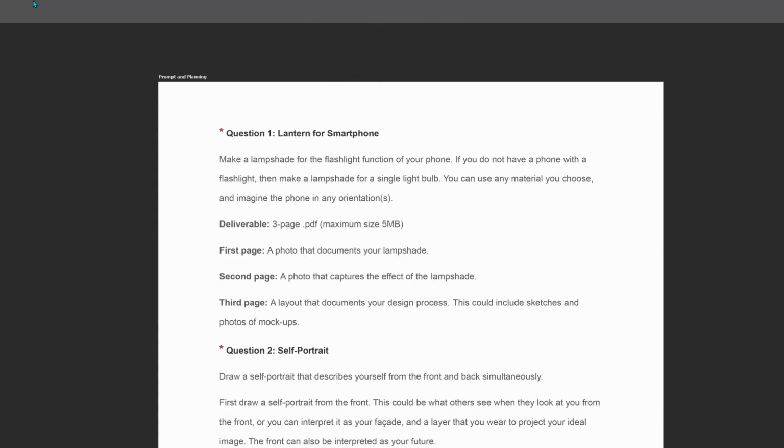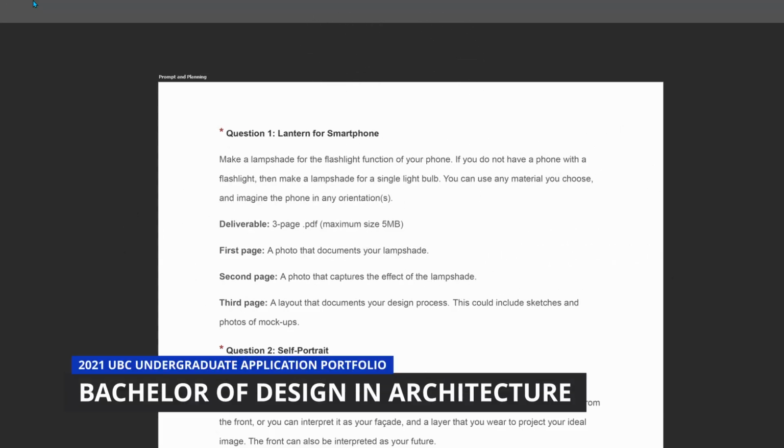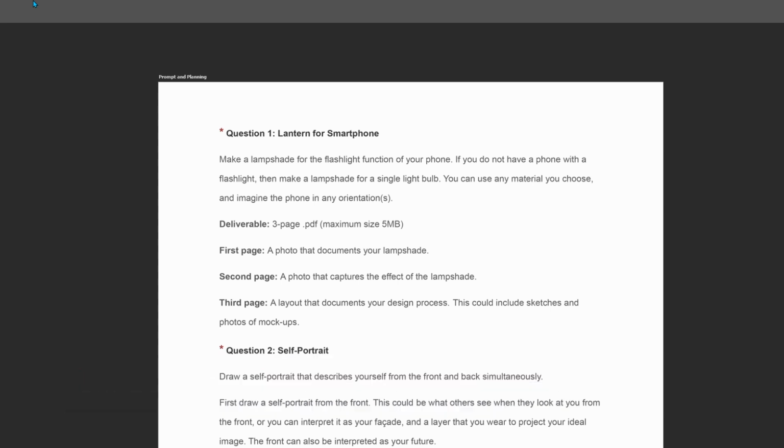Alright, so we'll just jump right into this. For the UBC Architecture Undergraduate program, they only accept about 50 people. That's basically half of what other universities accept, so your portfolio must be really outstanding to get in.